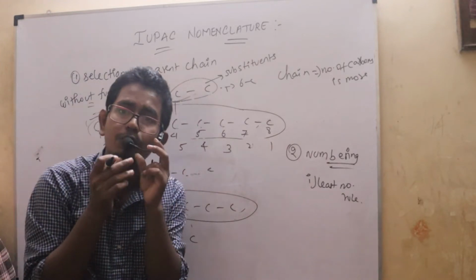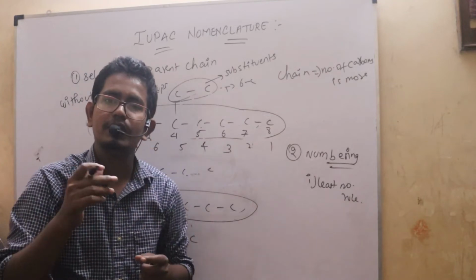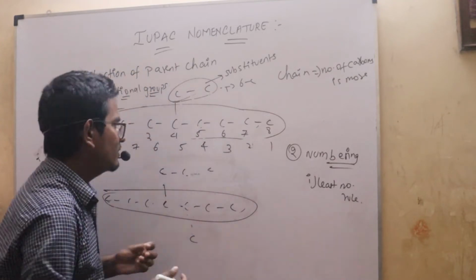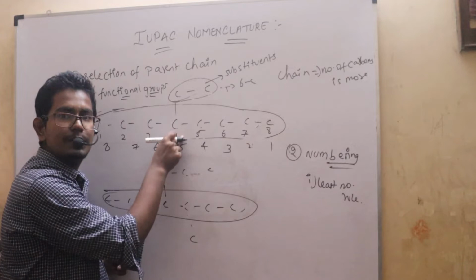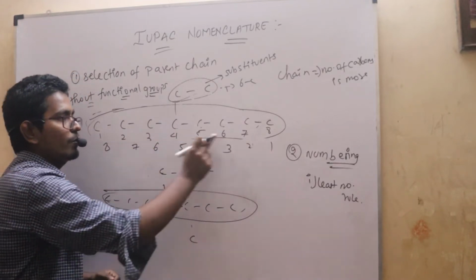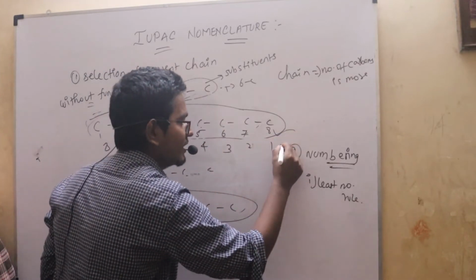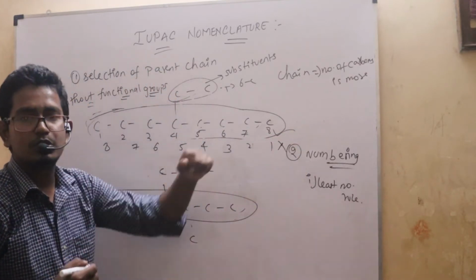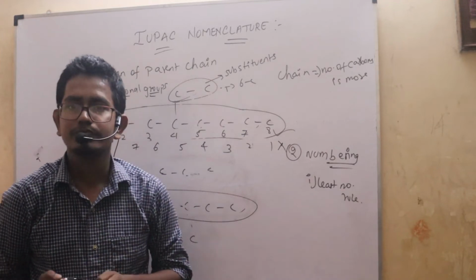That means we have to follow the least number rule whenever we are giving the numbering. So here, what is the least number? 4 is the least number. Then we have to give the numbering from this side, from 1 to 8 on this side. That means this is the correct one and the other is the wrong one. So we have to follow the least number rule.